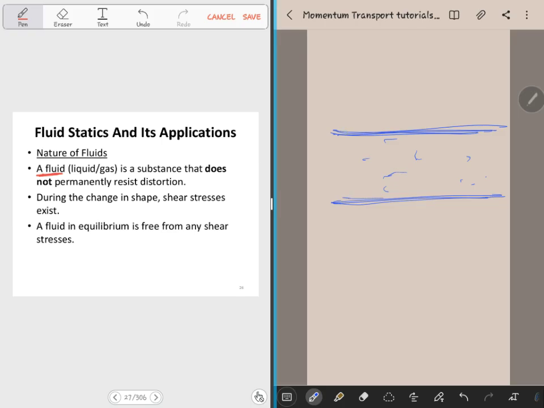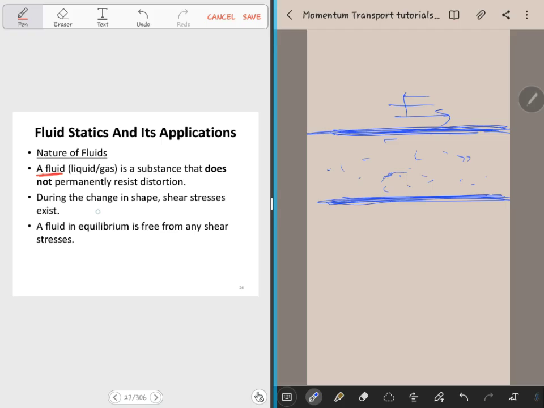So if this is a stationary plate, it doesn't move, and this is a plate that can move, I can accelerate it, or I can let it move at a particular velocity, meaning that it will have a particular force, right? So if this is a fluid, and I try to move this plate here, it will cause some distortion within the material, right? If that material is not able to resist the distortion permanently, we say that material is a fluid, right? Okay, so we are seeing during the change in shape, shear stresses exist. So you see, I'm having a fluid within two plates. This is a stationary plate, and this is a moving plate. So you see that I'm applying a force to it, right? So the plate is moving.